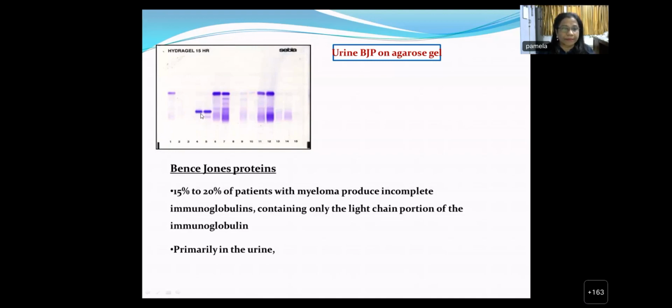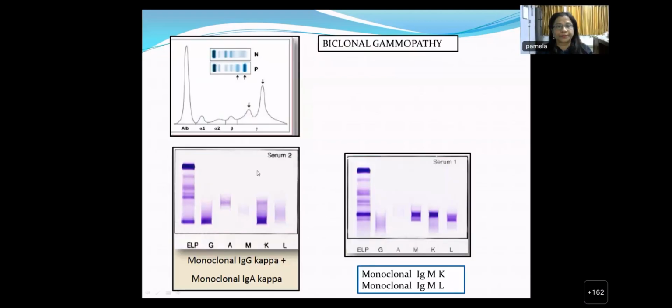So this is the BJP, which we say as BJP positive, which is a light chain. Here you can see one faint and you can see a strong BJP positive. So this is how it shows on a gel which is done for urine Bence Jones protein. About 15 to 20% of patients with myeloma produce incomplete immunoglobulins, which is light chain plus partly heavy chain. And these contain only the light chain portion of the immunoglobulin, which is primarily seen in the urine.